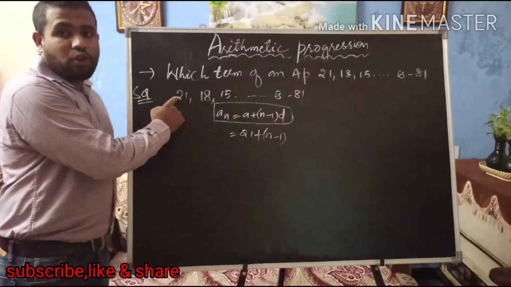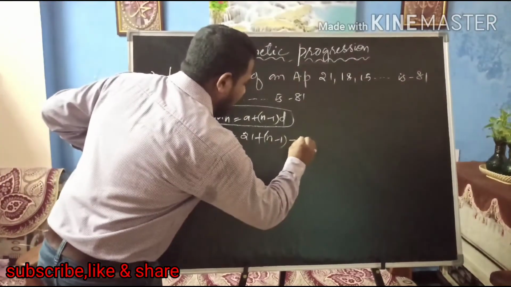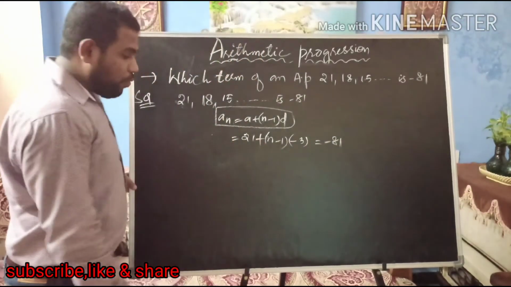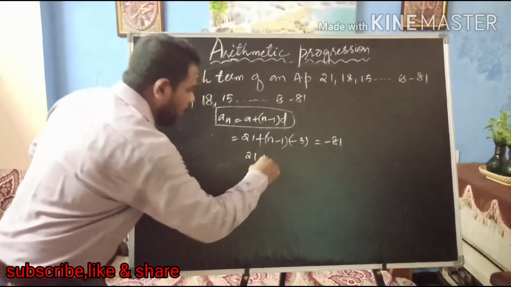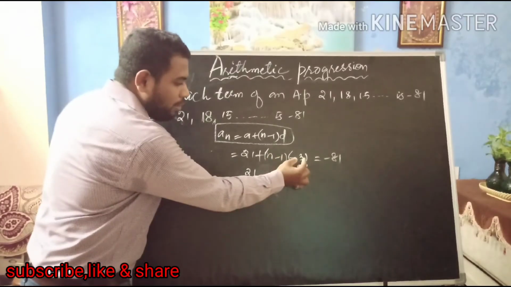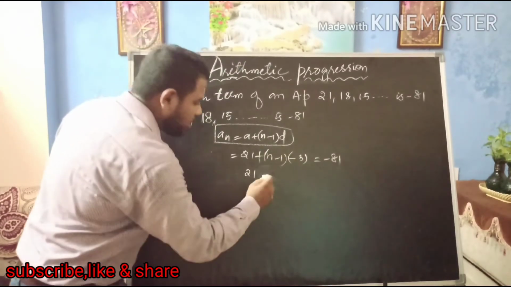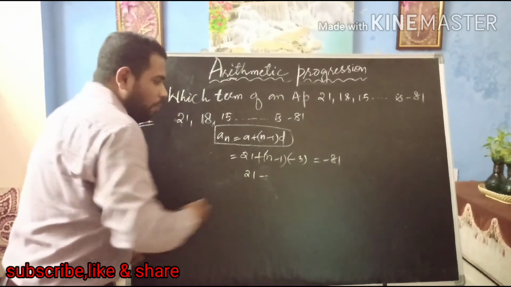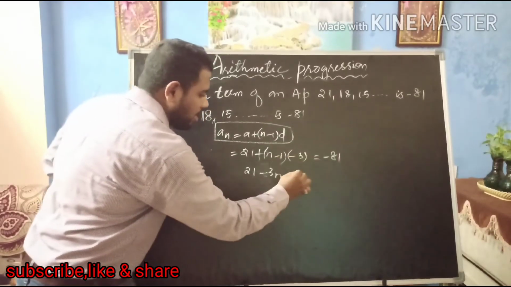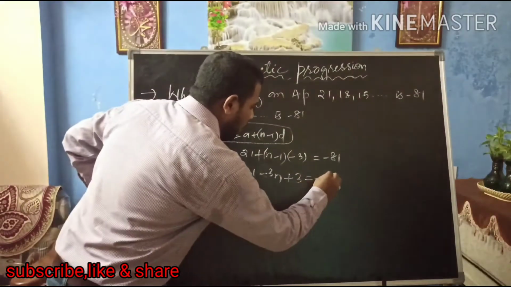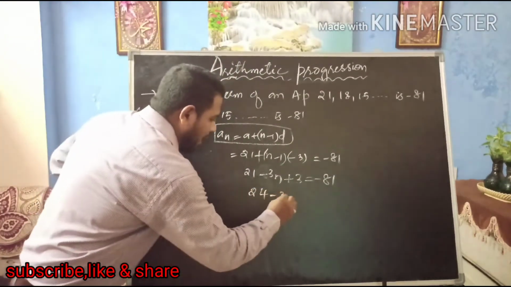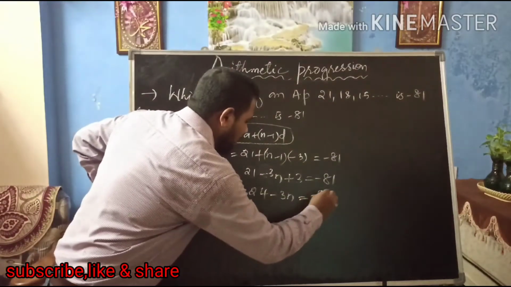So 18 minus 21, that is going to be minus 3, right? So minus 3 equals, I'm just going to write here the last term, that is minus 81. So 21, see here 21. So n minus 1 into minus 3. I'm just going to multiply minus 3 with n minus 1. So plus into minus becomes minus here, and now 3 into n will be 3n. Minus into minus becomes what? Plus, 3 ones are 3, equals minus 81, right? So here 21 plus 3 is going to be 24 minus 3n equals minus 81.